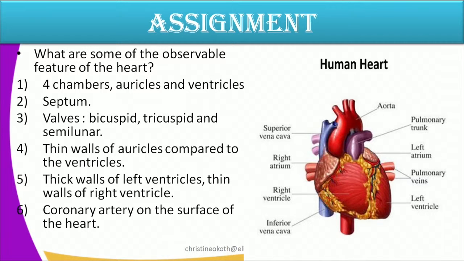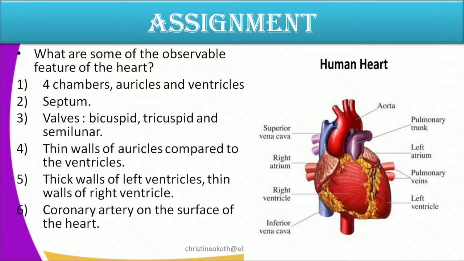The septum is a wall that divides the right side of the heart and the left side of the heart. The right side of the heart contains deoxygenated blood, while the left side contains oxygenated blood. So the purpose of the septum is to prevent the mixing of deoxygenated blood and oxygenated blood.